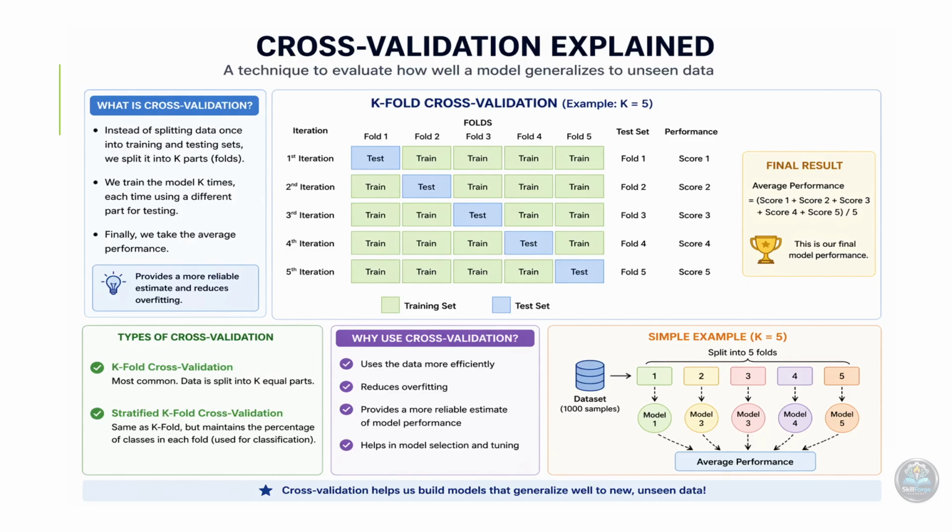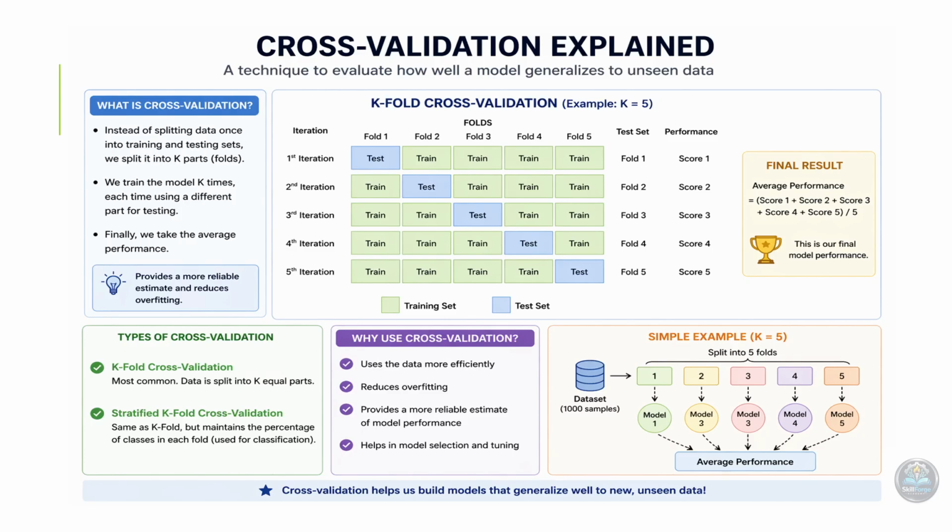So it basically trains multiple times and tests multiple times. You can take any value of k, you can take it 5, sometimes people take k equals 10 also. Now we'll try to understand it from here onwards.